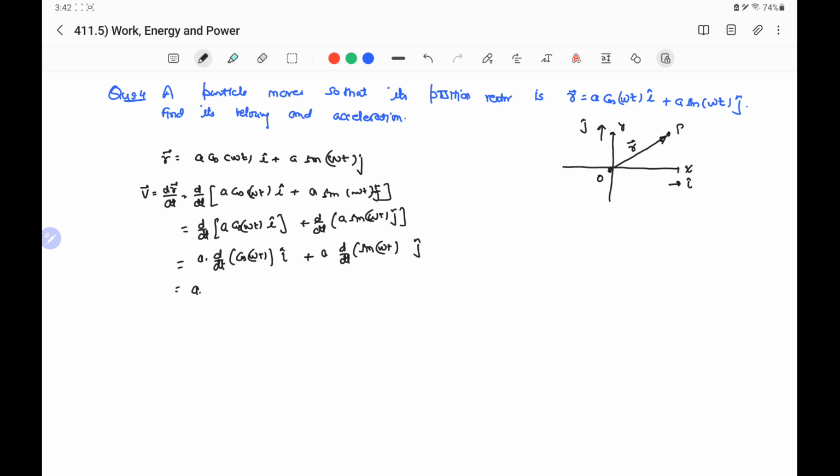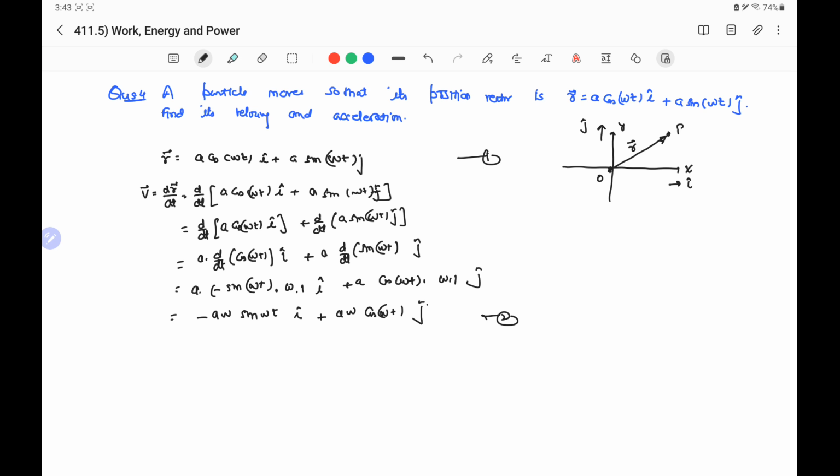This will be equal to a into, now differentiating cos, the differential of cos is minus sin, so it is minus sin omega t, and now differentiating omega t with the chain rule, omega is constant and taken out, and the differential of time with respect to time is 1, i, plus a. The differential of sin is cos, so it is cos omega t, then the differential of omega t is omega into 1, into j. Therefore, we will have minus a omega sin omega t i plus a omega cos omega t j. This is the velocity.